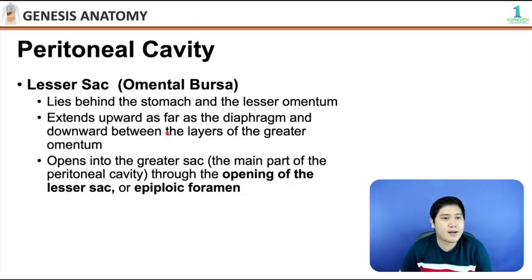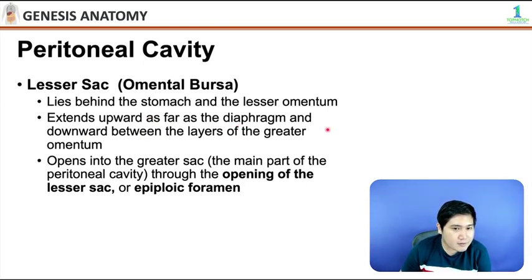So after the peritoneal ligaments, let's talk about the peritoneal cavity. Your cavity is divided into two: you have a lesser sac and a greater sac. The lesser sac, other name is omental bursa. It lies behind the stomach and the lesser omentum, and extends upward as far as the diaphragm, and downward between the layers of the greater omentum.